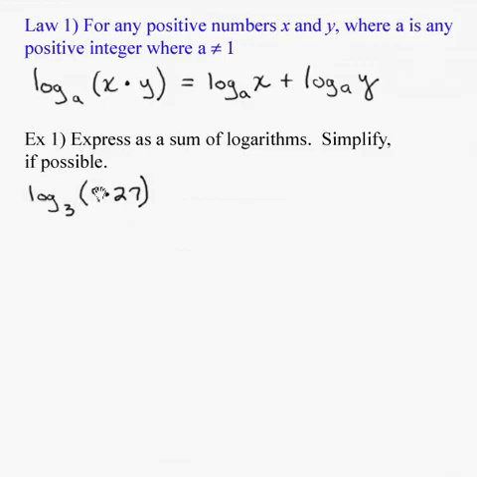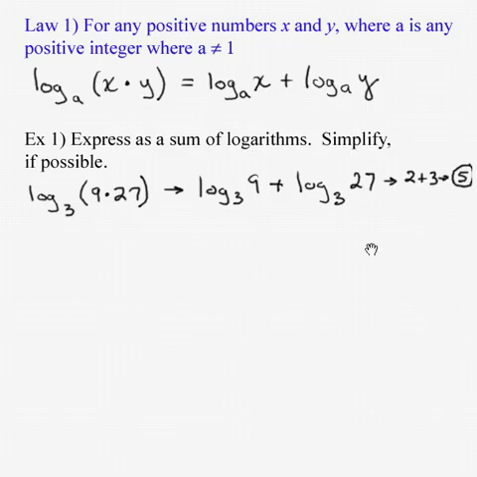The log of 9 times 27 base 3 is therefore the same as the log of 9 base 3 plus the log of 27 base 3. Now let's try to simplify this in our head. 3 to what power is 9? Because remember, logs are looking for an exponent. 3 to what power is 9? The answer to that is 2. This question, 3 to what power is 27? Well, 3 to the third power is 27. 2 plus 3 is 5. So we've got the log of 9 times 27 base 3. The answer to that exactly is 5.